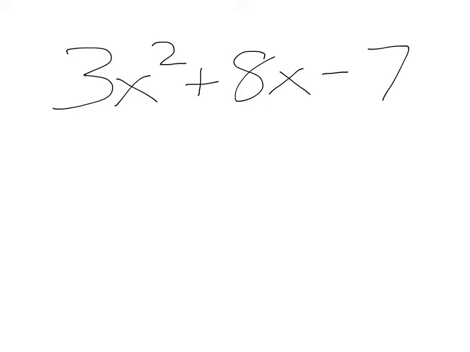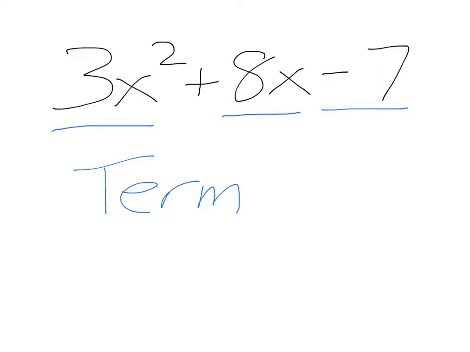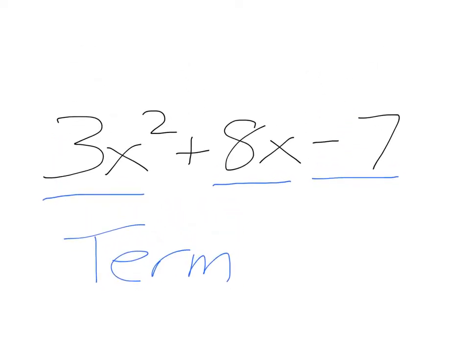Each one of these parts, the 3x squared, the 8x, and actually the negative 7, is what we call a term. Those are called terms. Each term is broken up into two parts. Some terms are, I should say that. In this case, we have a number in front of the variable. This is called the coefficient. And then there's a variable.